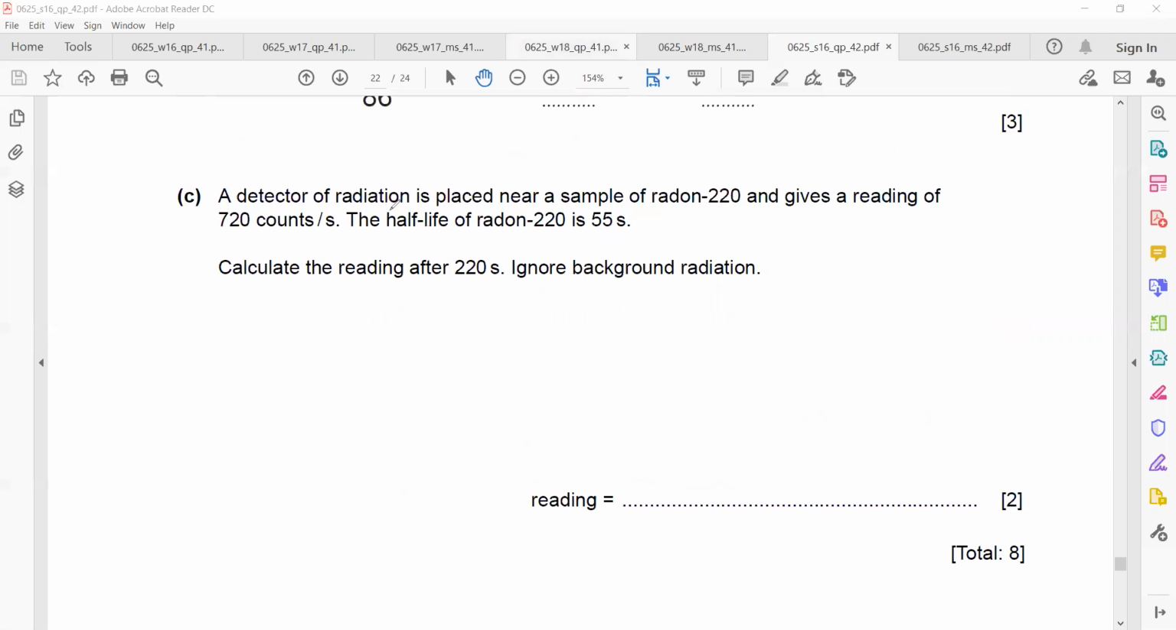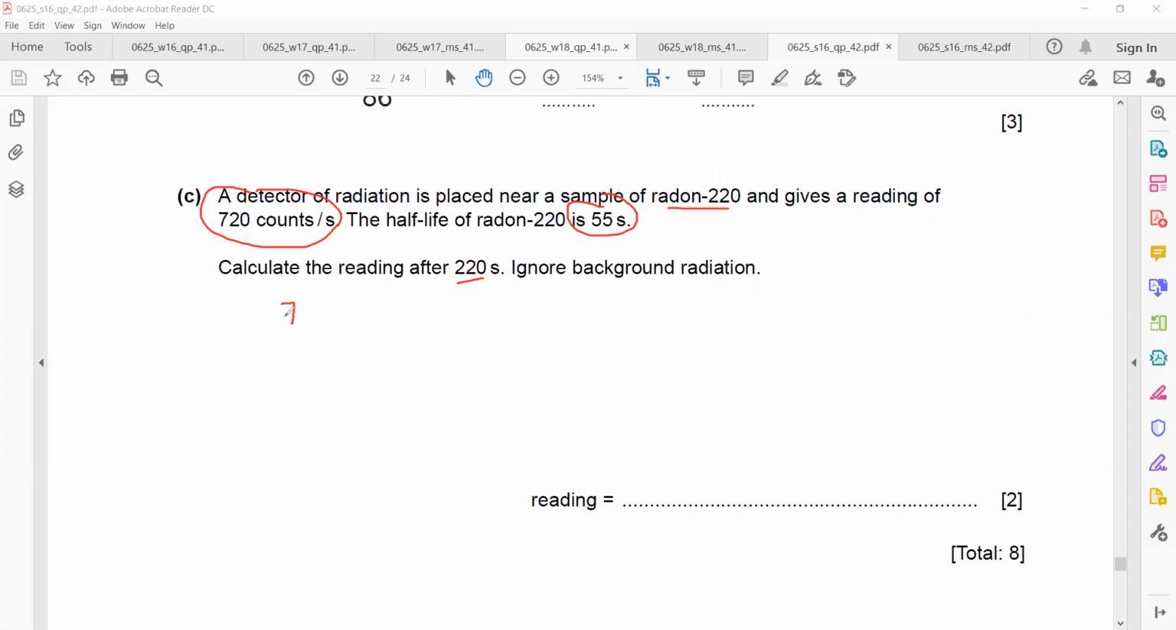Then a detector of radiation is placed near a sample of radon that gives a reading of 720. The half-life of radon is 55 seconds. Calculate the reading after 220 seconds, ignoring the background. So basically, when the detector is recording these 720 radiations, we consider that all radiation is from the source. There is no background. Practically there is background, but for this question we don't have to consider it.